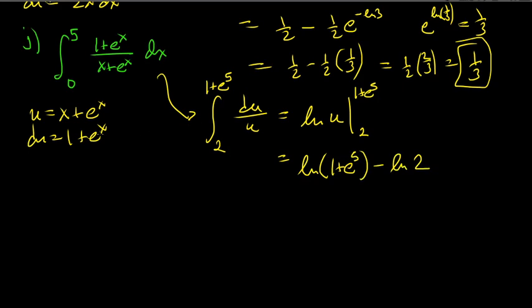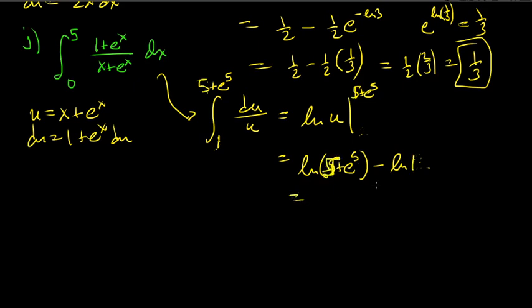Wait, so e to the 0 is... Oh, I'm sorry. I'm plugging it into the wrong thing here. Yeah, I got the wrong limits. Hang on. If x is 0, 0 plus e to the 0 is 1, not 2. So the lower limit should be 1, not a 2 here. And then the upper limit, 5 plus e to the 5. So it's not a 1, it's a 5 plus e to the 5. Change that to a 5.